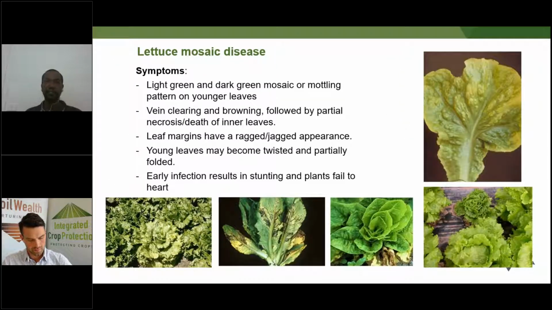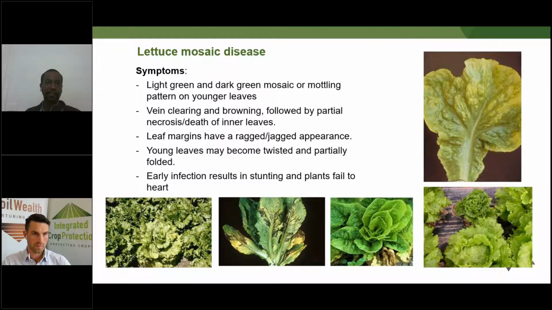In terms of disease symptoms, lettuce mosaic virus is characterized by a mosaic or mottling pattern on younger leaves. We also find vein clearing and browning followed by partial necrosis or death of inner leaves. Other symptoms include leaf margins that are ragged or jagged in appearance, as you can see in the bottom picture here. Some of the young leaves may become twisted and partially folded. Early infection of lettuce mosaic virus results in severe stunting, and plants fail to form hearts, as you can see in this picture here and also this one here.